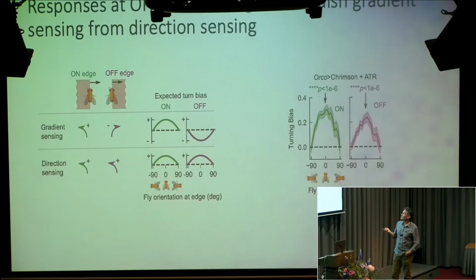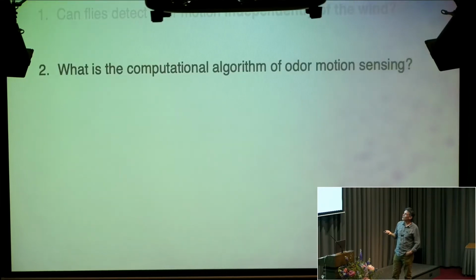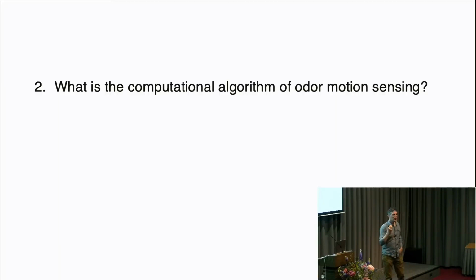So now we know that they're responding to the motion. The next question is, what's the computation that they're using to respond to the motion? So this again is the more conceptually driven part of the talk if you want. Turns out that in the field of fly vision, and in the field of vision in general, there's been an enormous amount of study about motion detection.